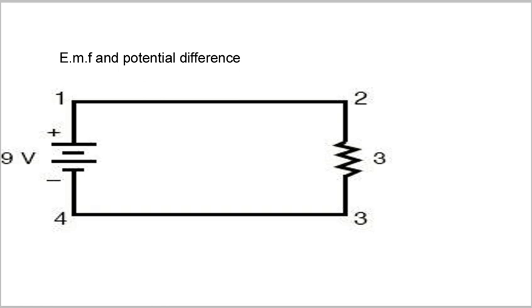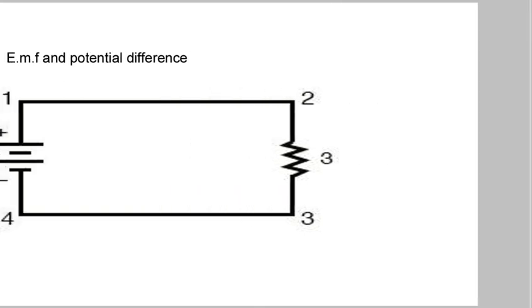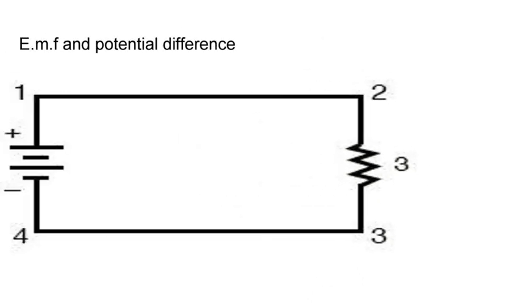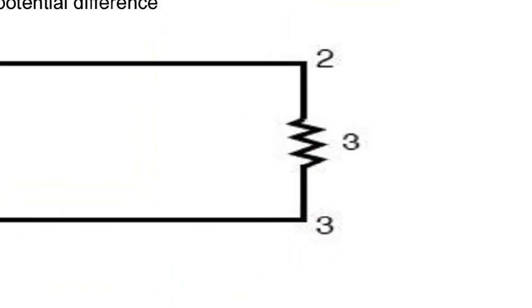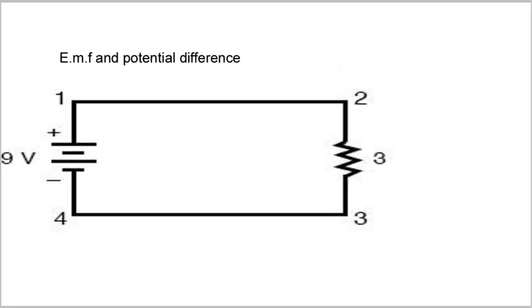Mind it, this 3 which is written here, it is the value of your resistor. So I am talking about this 2 and this 3. So if you want to measure potential difference, it will be given at point 2 and 3.